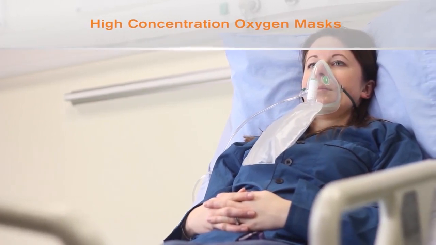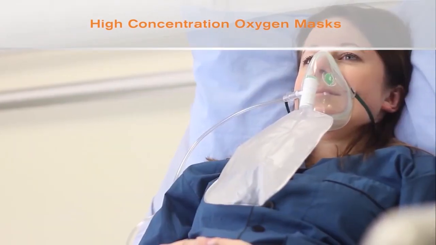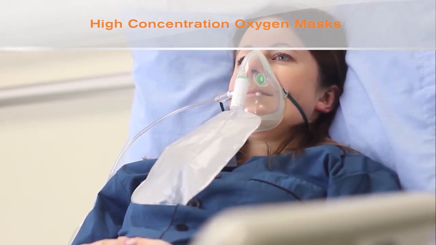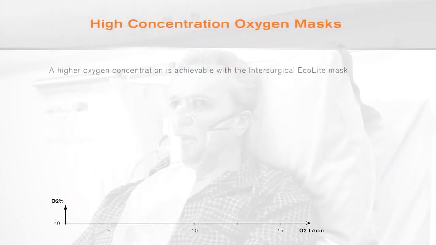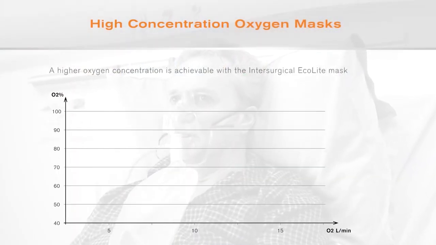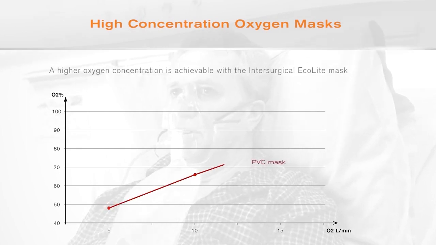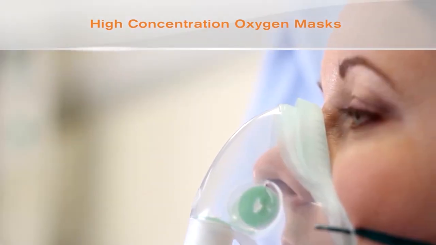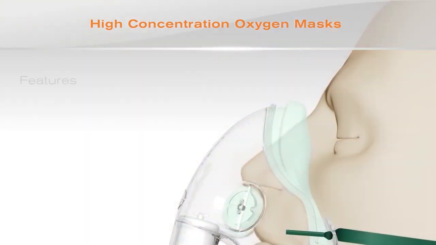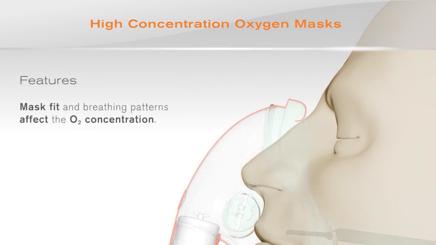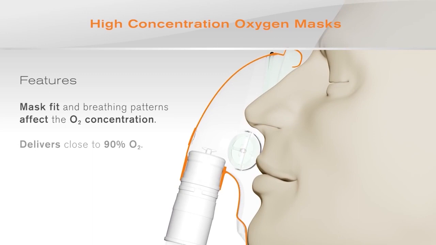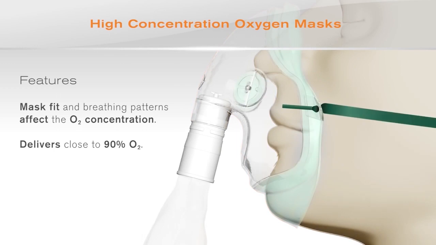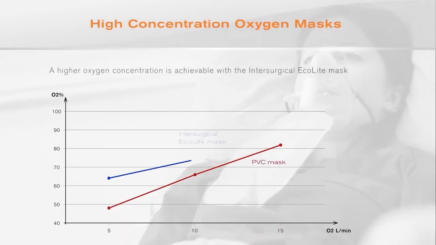However, the fit of the mask and the patient's breathing pattern will affect the amount of room air entrained and the oxygen concentration delivered. Limitations of the mask fit associated with older mask designs meant that high concentration oxygen masks delivered up to 80% oxygen, with flows set between 10 and 15 litres per minute. The improved fit achieved with the new generation Intersurgical Ecolite masks minimises the amount of air that is entrained through the sides of the mask, and hence concentrations approaching 90% oxygen can be delivered to the patient, where flows are set between 10 and 15 litres per minute.